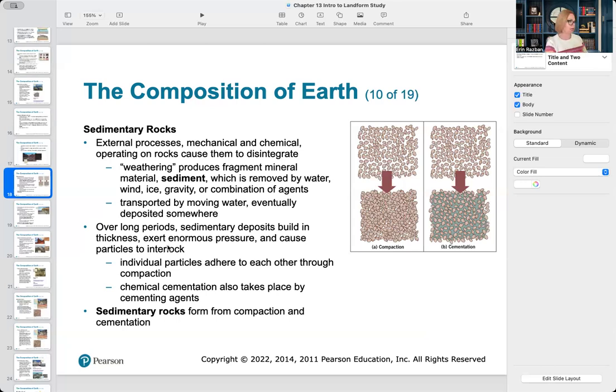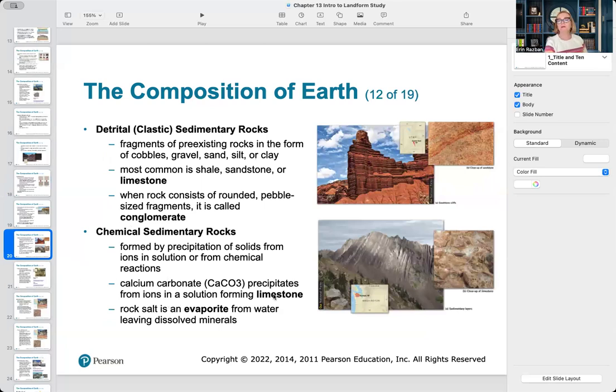So there's three main types. Detrital or clastic sedimentary rocks form from fragments of pre-existing rocks. For example, sandstone forms from sand grains. Shale forms from mud and clay. Conglomerate forms from rounded pebbles and cobbles. So next time you're at the beach, this is a great place to see it. Look at the sand. You're looking at potential future sandstone, okay?